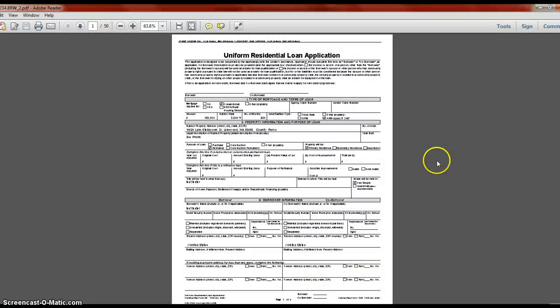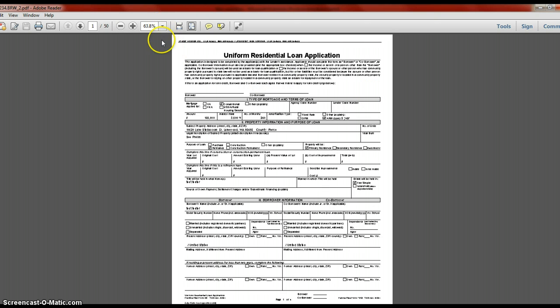So let's go into here. And if you get this in the email or if it comes to you by mail, depending on however we sent it to you, this is pretty much going by page. So you just get page one and flip it on over and just go like that.